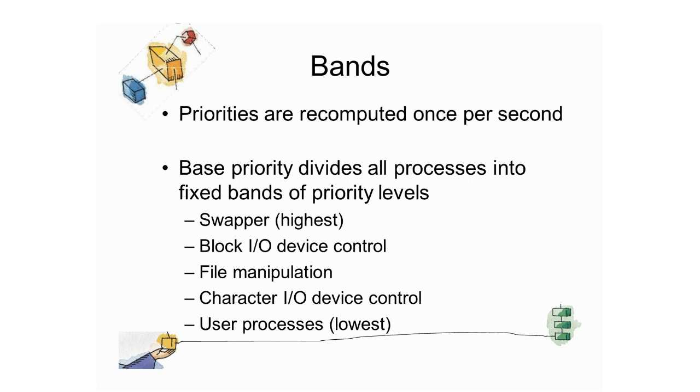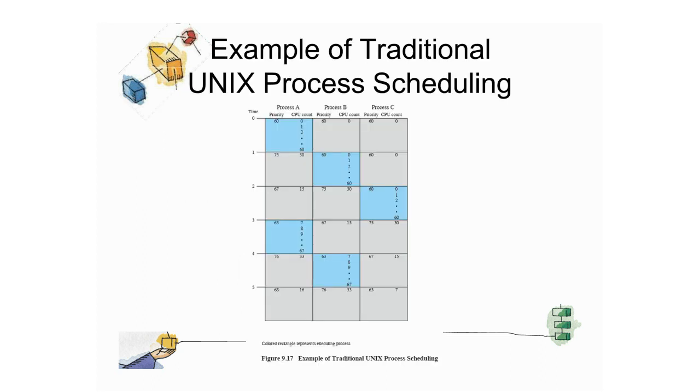Base priority divides all processes into fixed bands of priority levels. Swapper is the highest level, block I/O device control is the second level, file manipulation is the third level, character I/O device control is the fourth level, and the lowest level is user processes. Here's an example of traditional Unix process scheduling.